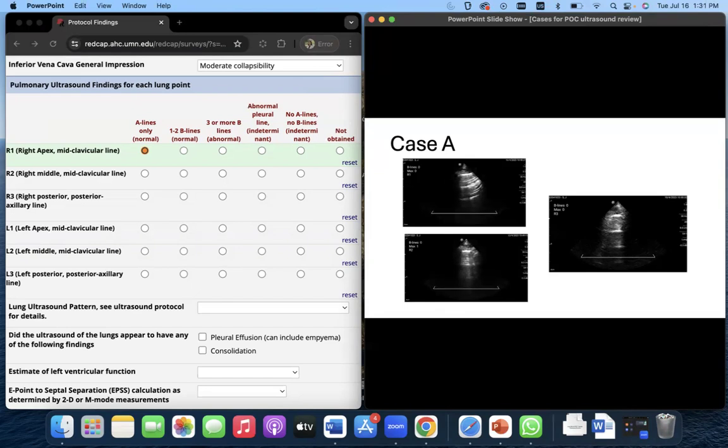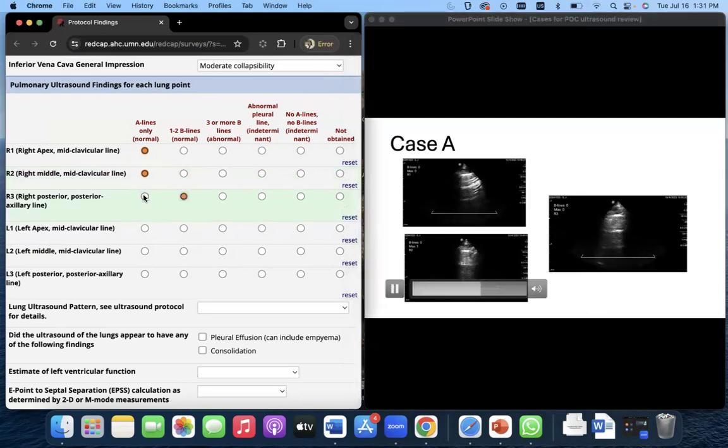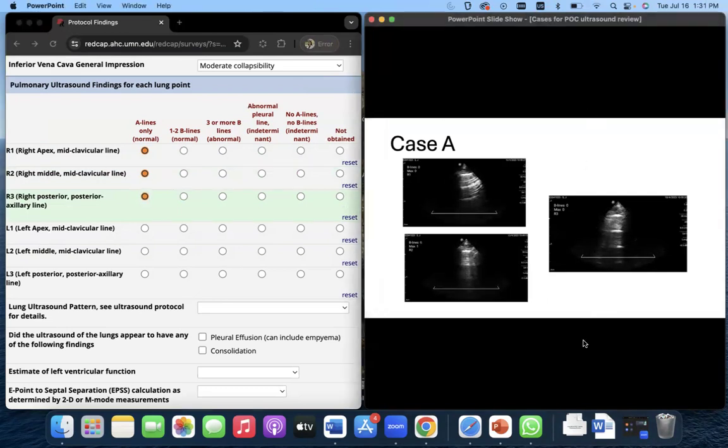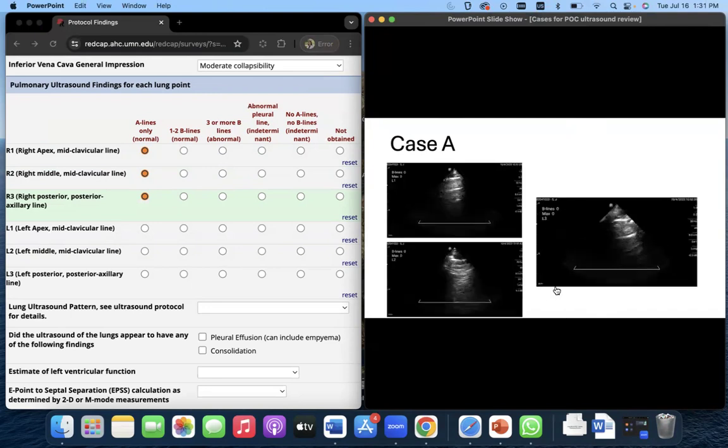Okay, good to know. So I'm going to just say A lines only, and I don't think we really need to go through all of them because they look very similar. This looks like, yeah. So again, R3 also nice. Onto the left lung. I'll just play these really quickly, but it all looks like A lines.